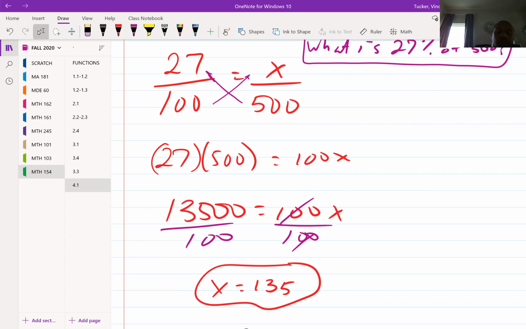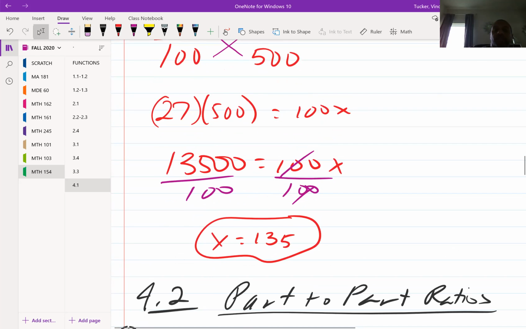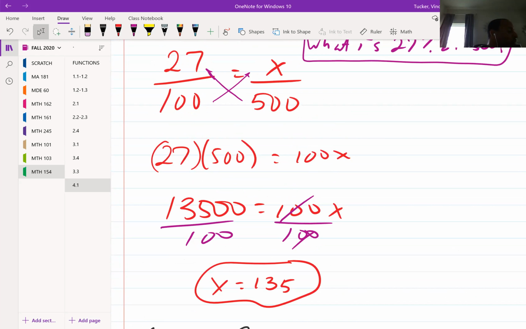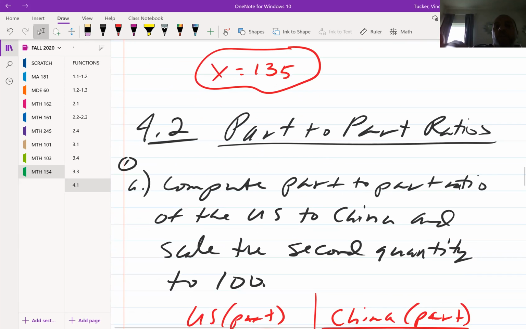All right. Out of section 4.1, a lot of those were similar scenarios. Try those out and see if you get stuck. All right, so let me show you how this first problem is set up.